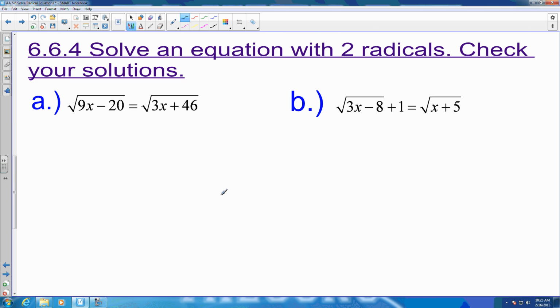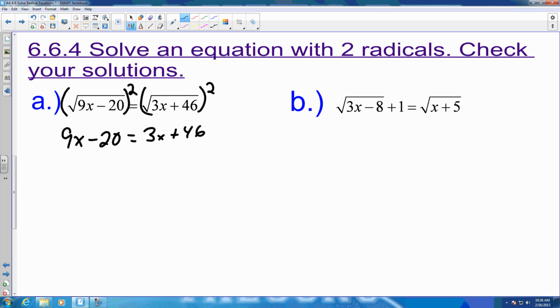The last two examples deal with equations that have two radicals. So here, you really can't isolate one or the other. What I'm going to do is just square both sides. And by doing that, I'm removing the square root from both sides of my equal sign. So it leaves me with x minus 20 equals 3x plus 46.